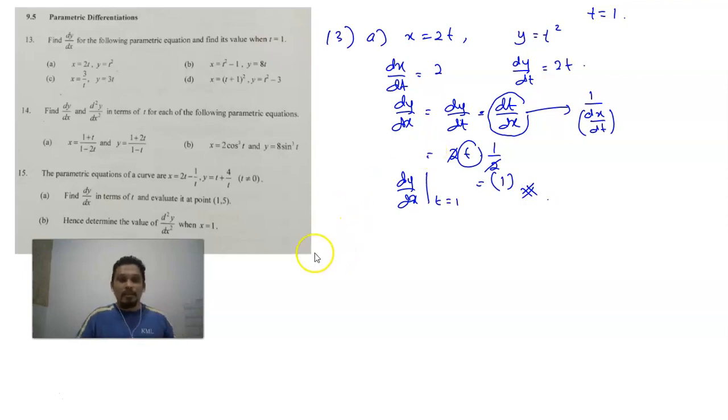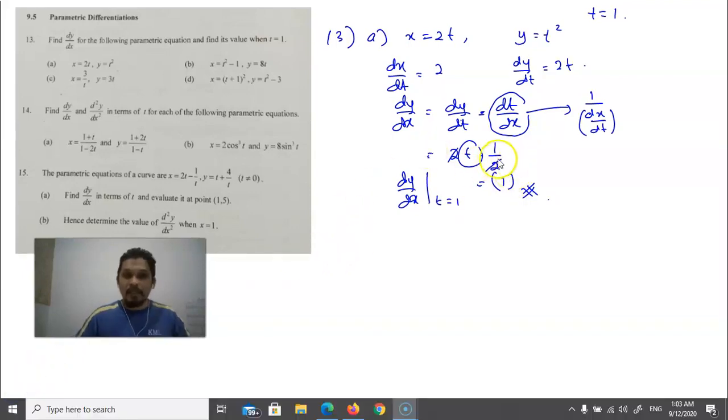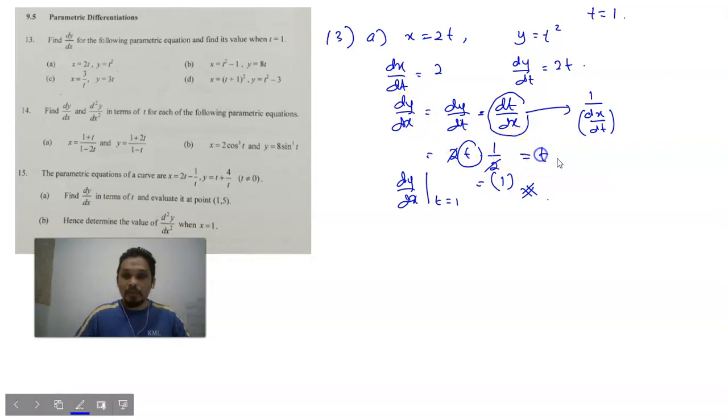Question 13a. It means that here dy/dx equal to t, and dy/dx when t equal to 1 is equal to 1 here.